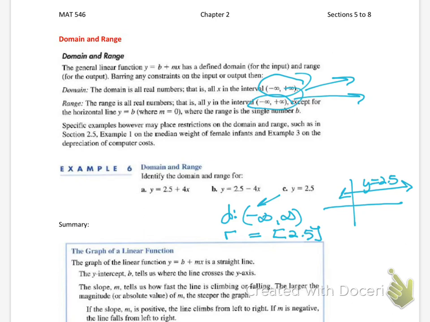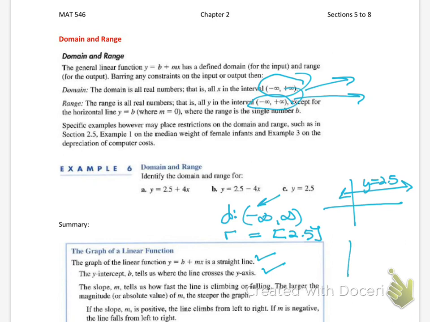So the graph of a linear function is a straight line. Okay, we know that. We know the y-intercept tells us where it crosses the y-axis, and that's denoted by the b. The slope tells us how fast the line is climbing or falling. The larger the magnitude, or the absolute value of m, the steeper the graph. If the slope m is positive, the line climbs from left to right. And if m is negative, the line falls from left to right.